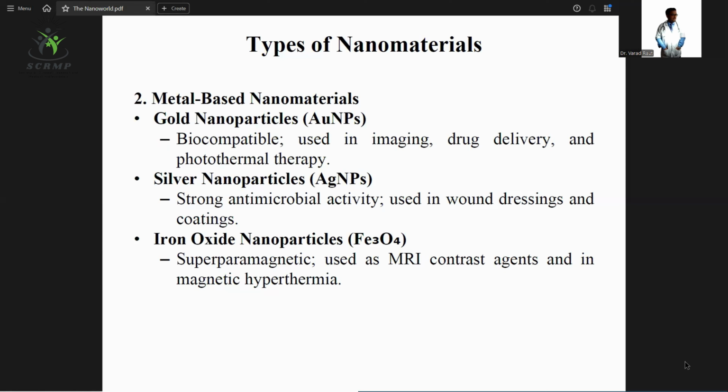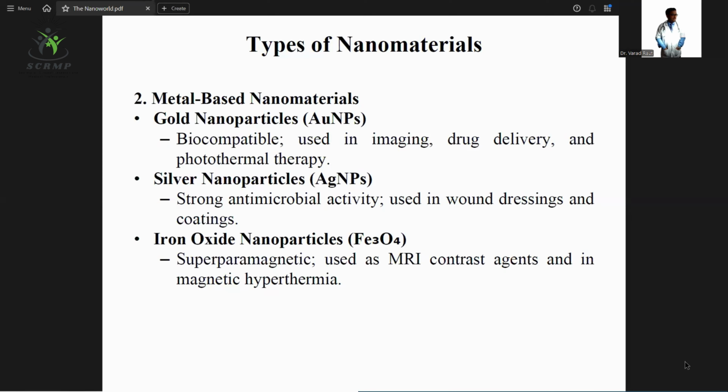The third widely used nanoparticles are iron oxide or iron nanoparticles. The iron is superparamagnetic, and that's why it is useful as an MRI contrast agent and in magnetic hyperthermia. MRI detects mainly by using magnetic power, and the superparamagnetic property of iron nanoparticles is useful as a contrast agent in MRI studies.